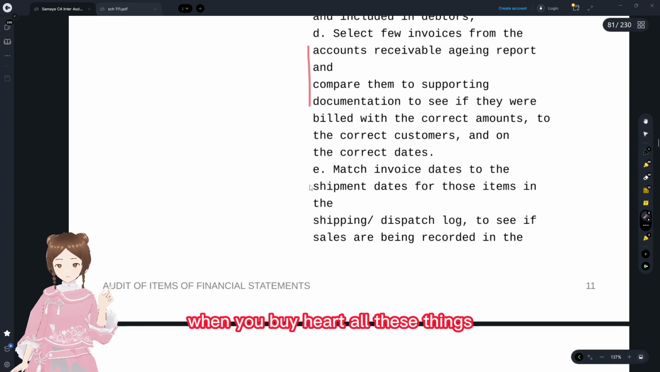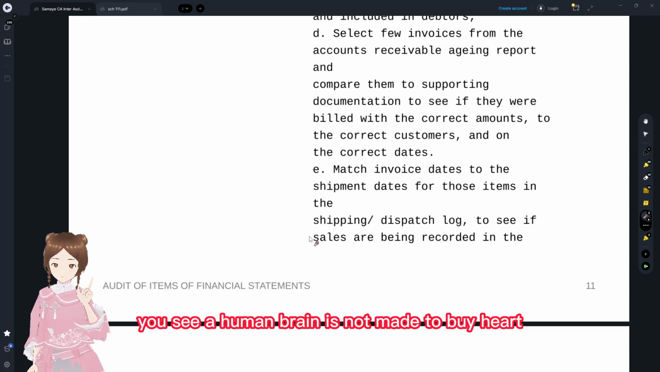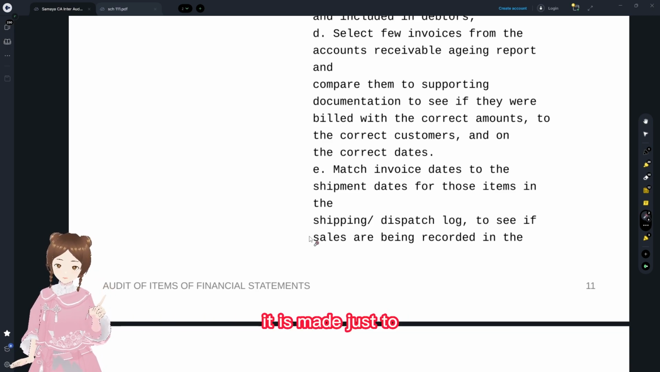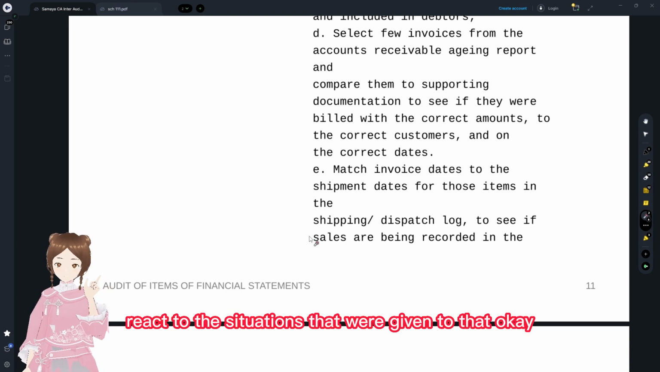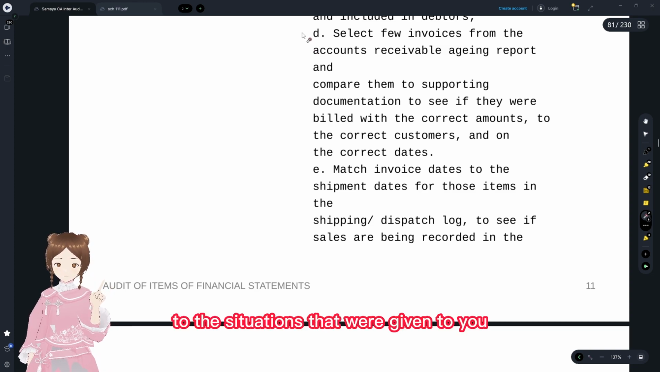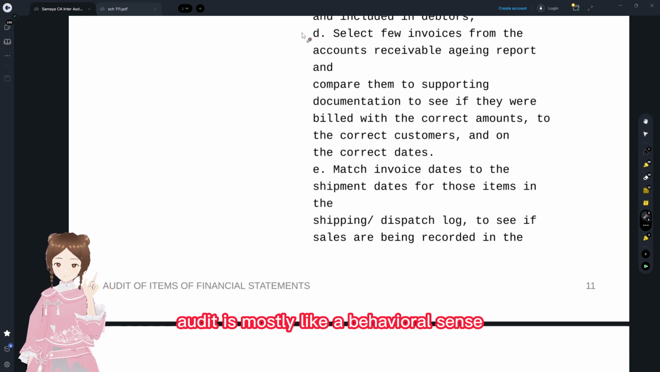When you learn all these things by heart, you see, a human brain is not made to learn by heart. It is made to just react to the situations that are given to it. You try to react to the situations that are given to you rather than memorizing. Audit is mostly like a behavioral science.